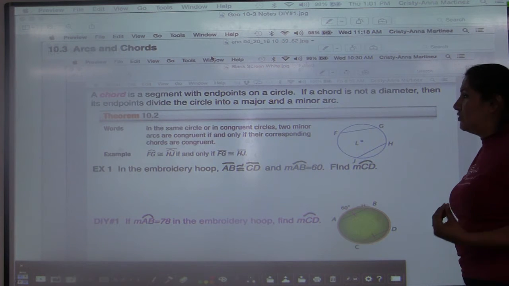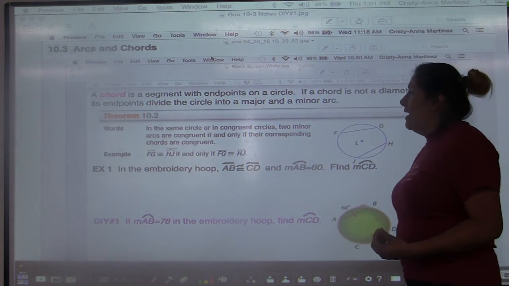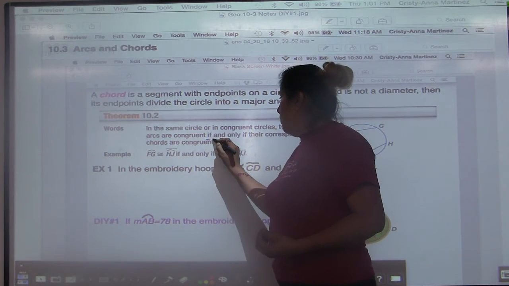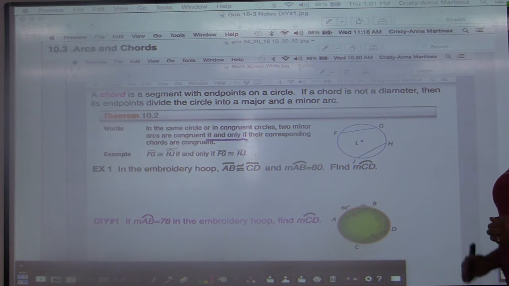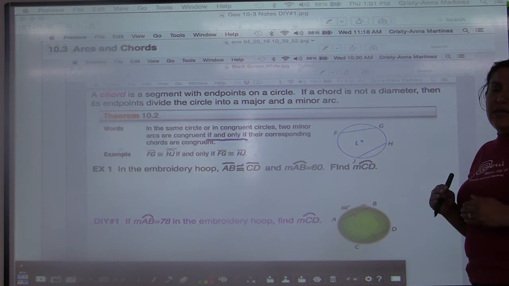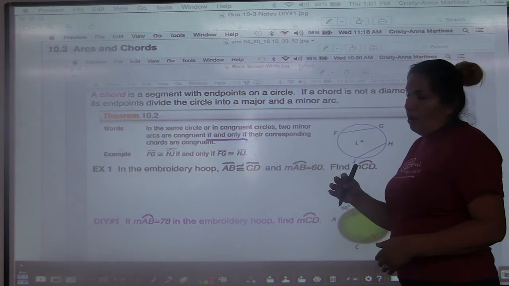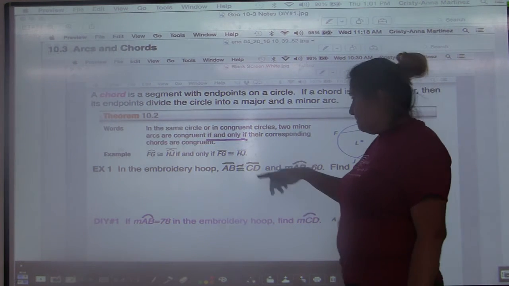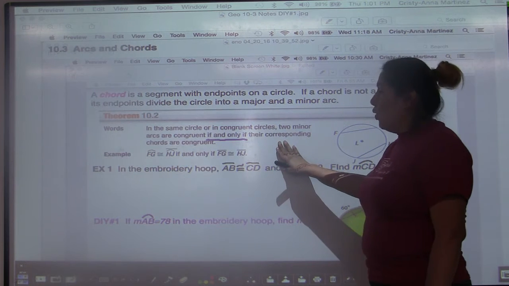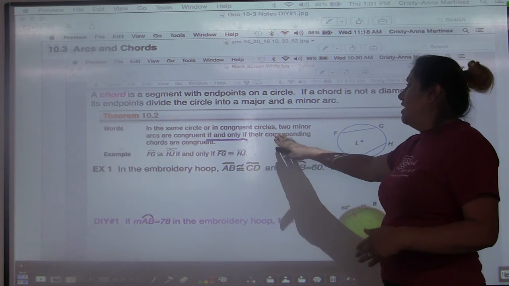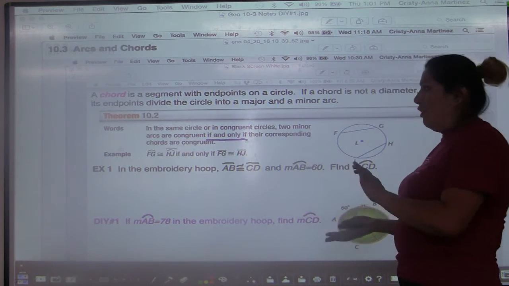And one thing that I want to stress right now before we go any further, because you're going to see this phrase a lot in this section, is the if and only if that we discussed a while back. The cool thing about if and only if is that it means that this theorem can be stated in both directions. In other words, the conditional and its converse. So that's saying that if two minor arcs are congruent, then their corresponding chords are congruent. Or you could think of it as if their corresponding chords are congruent, then the two minor arcs are congruent. It can go both directions.